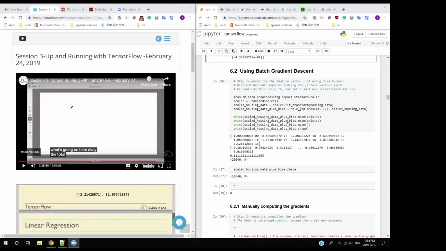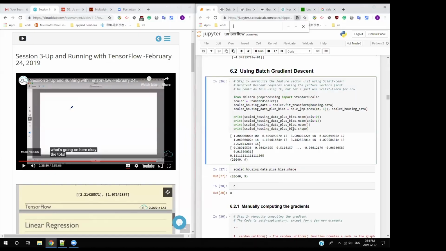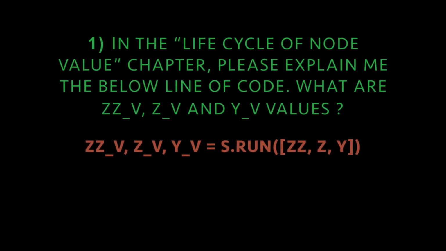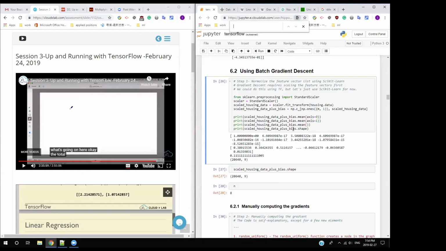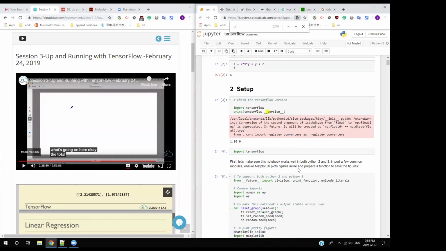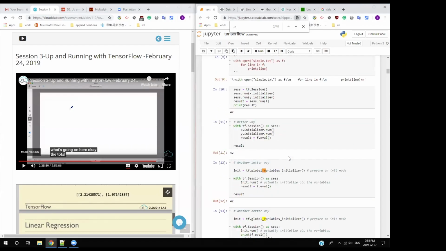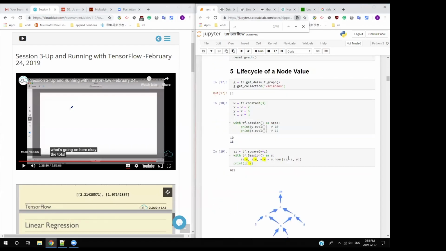Can you see my screen now? Yeah. Okay, I have four questions. The first question is probably a shorter one. When we were going over the cycle of a node value session, there was one code I didn't understand. Here, as you can see, zz underscore v. What does the underscore v mean?